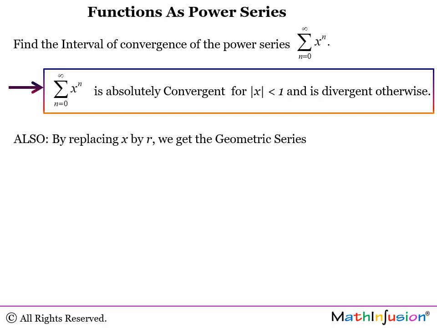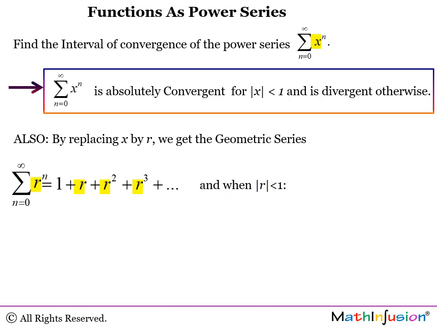Now, by replacing x by r, we get a geometric series. Let's do that. And also we know that if we have a geometric series with r in absolute value less than 1, we have actually the sum of the series. So we know that the sum of r to the n when n runs from 0 to infinity is 1 over 1 minus r.